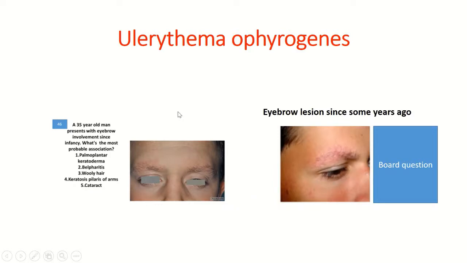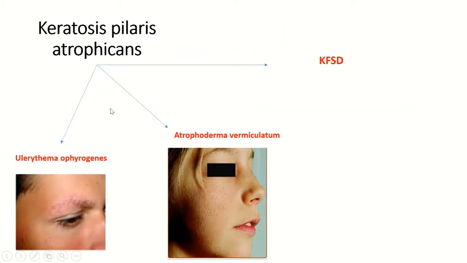Ulerythema ophryogenes may be associated with woolly hair. So the correct answer here is 3, woolly hair. In the next slide, three main types of keratosis pilaris atrophicans are shown. Ulerythema ophryogenes mainly affecting the eyebrow, atrophoderma vermiculatum mainly affecting the cheek, and KFSD, keratosis follicularis spinulosa decalvans.